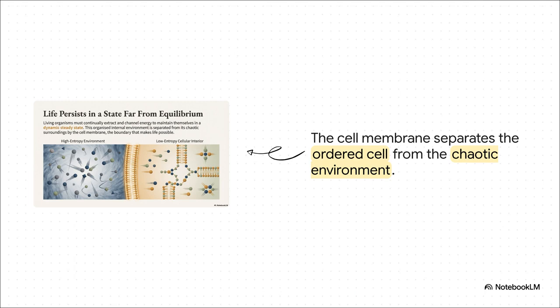Just look at this. On one side, you've got the random, chaotic universe, high entropy. And on the other, separated by that razor-thin membrane, you have the organized, structured world inside a cell. This is what we call a dynamic, steady state. It's this constant, active process of maintaining order. That membrane isn't just a wall. It's the literal frontier between chaos and life.